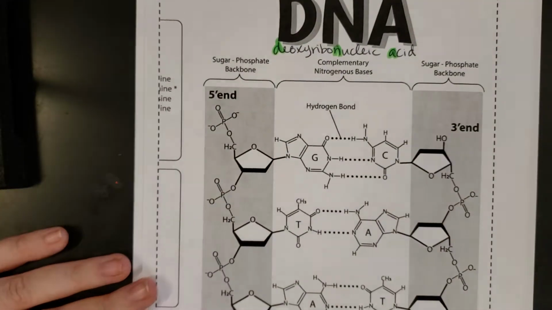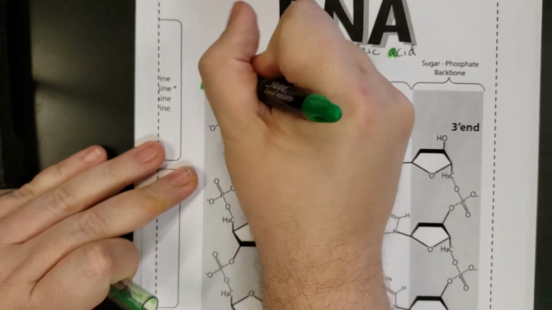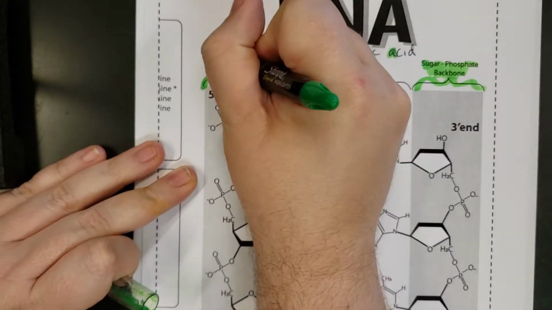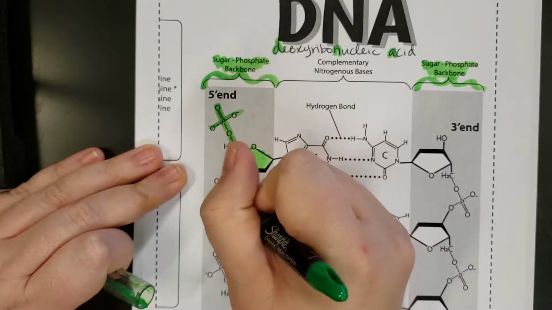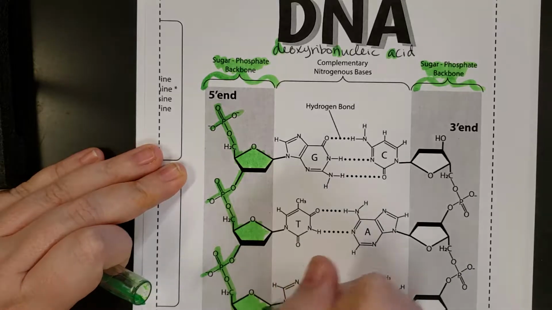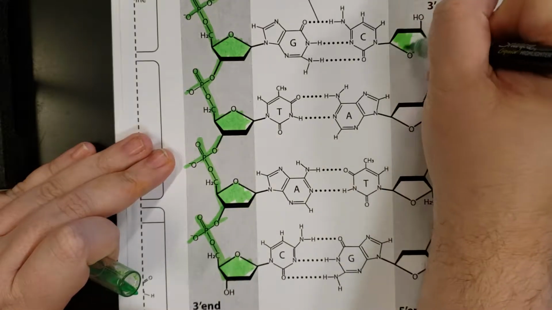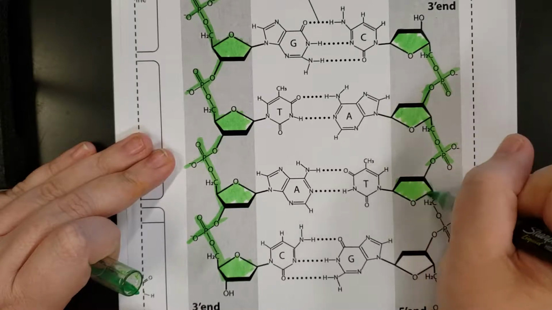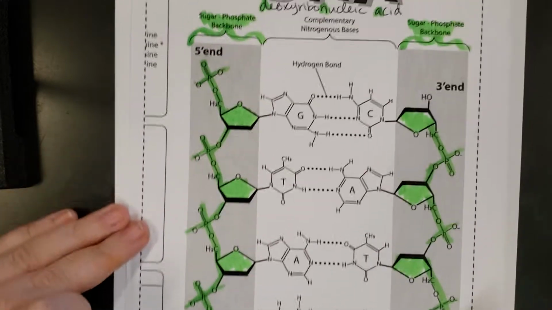The sugar phosphate backbone, we previously have highlighted green, so we're going to go ahead and do this green. Okay, so here's our sugar phosphate backbone. This side part, remember, they're strongly connected together. They do not come apart very easily. And it's the phosphates and the sugars that attach together on this side, forming the long strand.